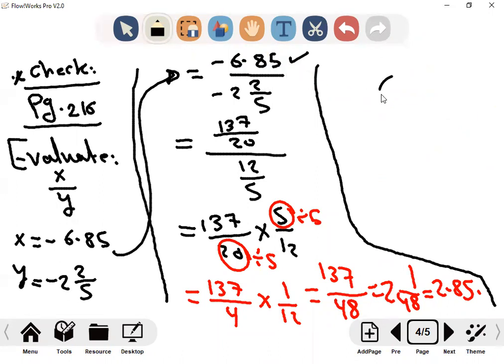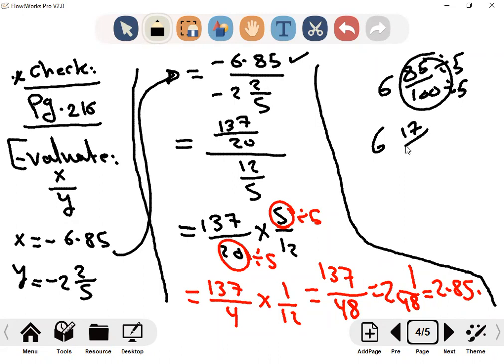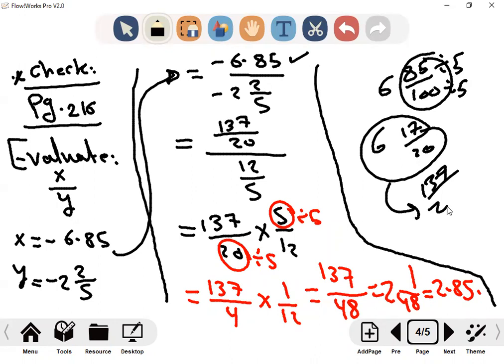Look, 685 over 100, right? I simplified this. Divide by 5 up, divide by 5 down, it will be 17 over 20. Now turn this to fraction. 20 by 6, 120 plus 17. Done? Else? Yes.